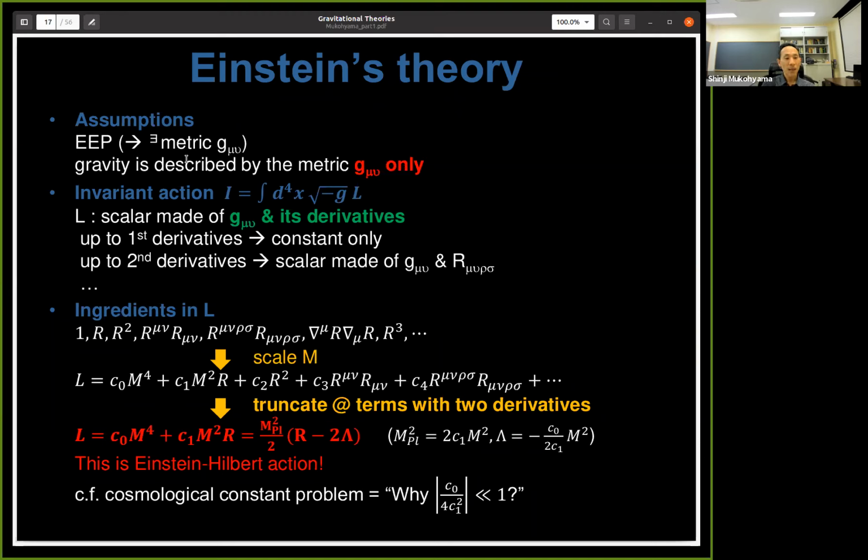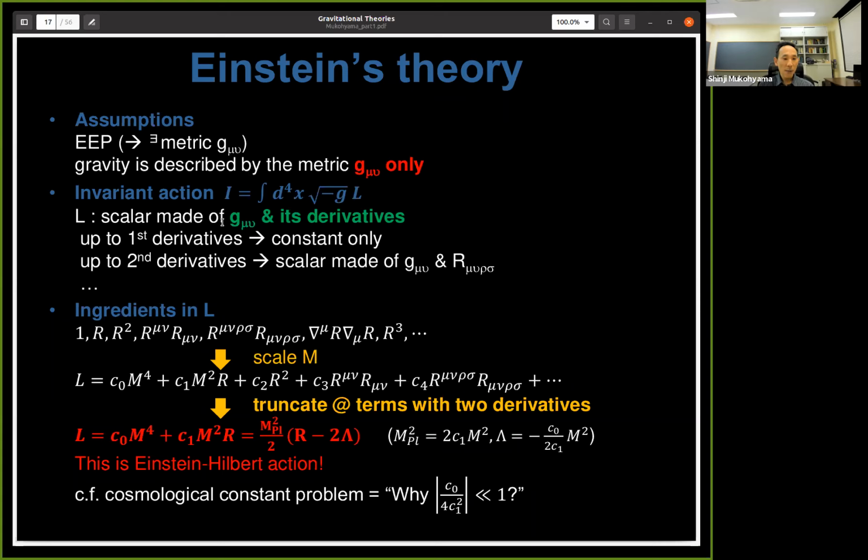Then this metric should be described by some invariant action, an action which is invariant under coordinate transformation, a change of coordinates. So this should be the integral of some scalar multiplied by the measure, square root of minus g, over space-time. And this scalar should be made of the metric g_mu_nu and its derivatives, because Einstein assumes that there are no fields other than g_mu_nu, so we can use only g_mu_nu and its derivatives.